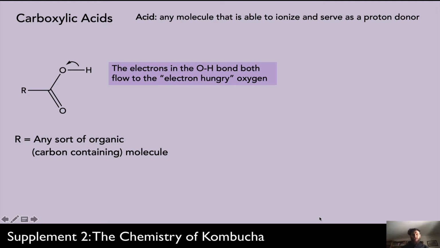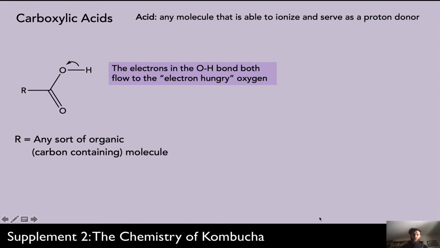The electrons that form the bond, we talked about this in the first supplement, the electrons that form the bond between an oxygen and a hydrogen, in this case, are going to flow towards the oxygen because the oxygen is what's called a more electronegative element. Simply means it's greedier, it's hungrier for the electrons. It wants to pull electrons to itself. It's happier being surrounded by electrons than the hydrogen is.